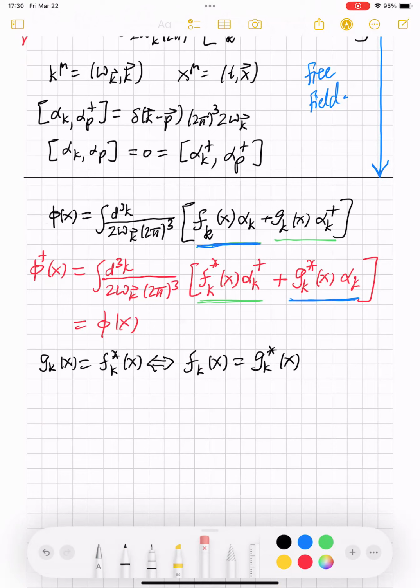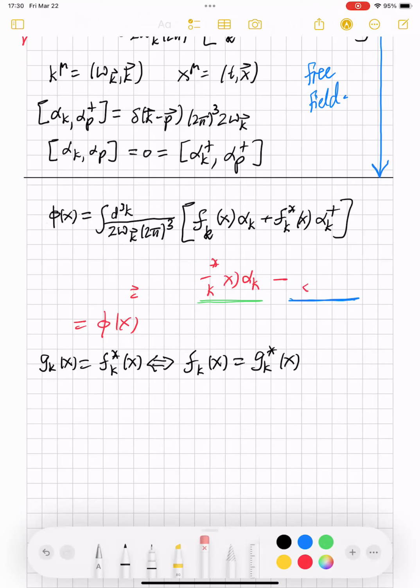So what we can do to satisfy the second axiom, instead of taking gk as an independent function, is remove gk and replace it by fk star of x. And then we are guaranteed that our field is Hermitian. Let me just clean this up. We don't need this anymore. And what have we done? Our field is now Hermitian. Very good.